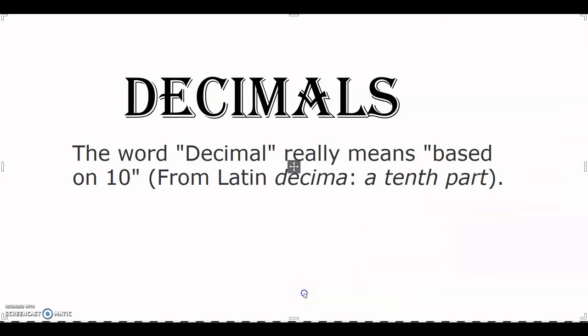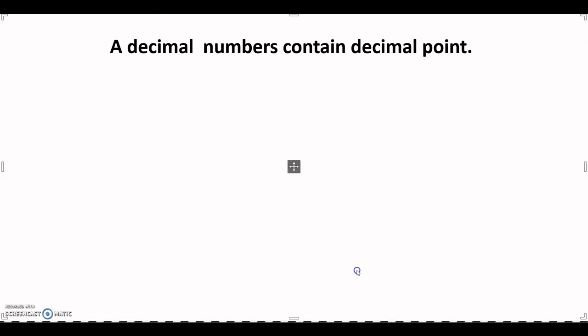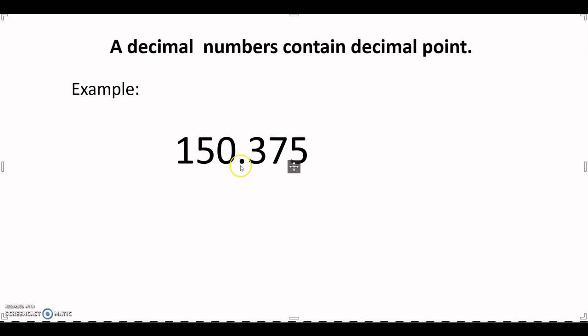For today's video, we will learn about decimals. The word decimal means based on 10, from the Latin word decima, meaning a tenth part. Decimal numbers contain decimal points. For example, we have 150.375. As you can see, we have a point here that separates the whole number and the decimal parts. This point is called the decimal point.